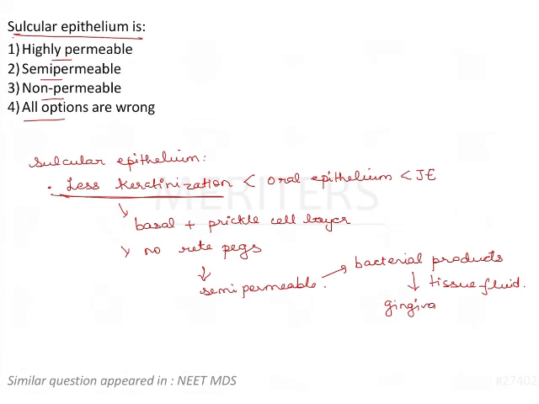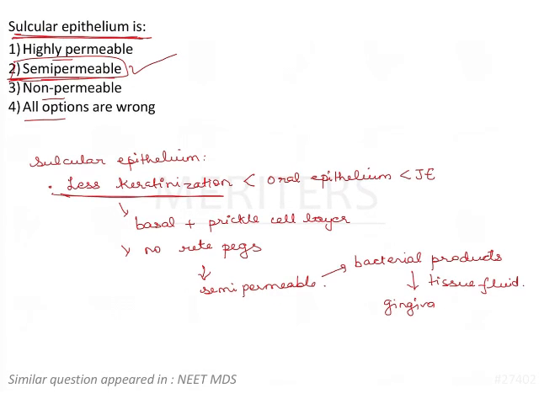Alright. So circular epithelium is technically semi-permeable. So the correct answer is 2, semi-permeable. Compared to circular epithelium, the junctional epithelium is even more permeable. So remember these two points: circular epithelium is semi-permeable, and the permeability of junctional epithelium is further more.